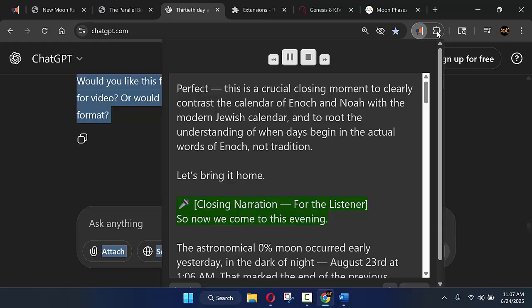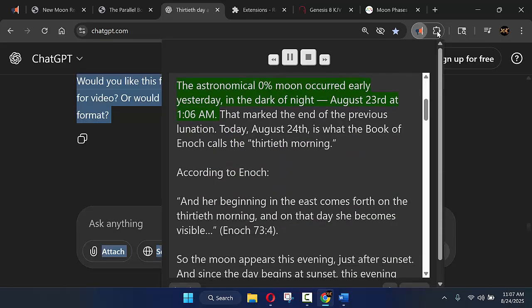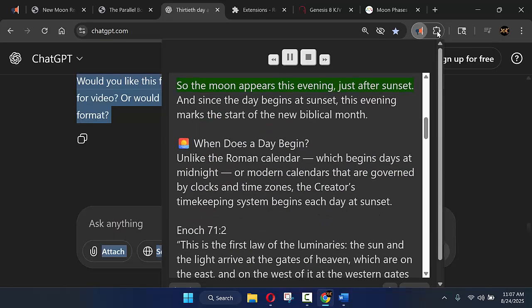So now we come to this evening. The astronomical 0% moon occurred early yesterday, in the dark of night, August 23rd at 1:06 a.m. That marked the end of the previous lunation. Today, August 24th, is what the book of Enoch calls the 30th morning. According to Enoch, "And her beginning in the east comes forth on the 30th morning, and on that day she becomes visible." Enoch 73:4. So the moon appears this evening, just after sunset. And since the day begins at sunset, this evening marks the start of the new biblical month.